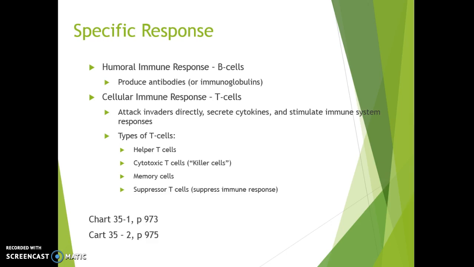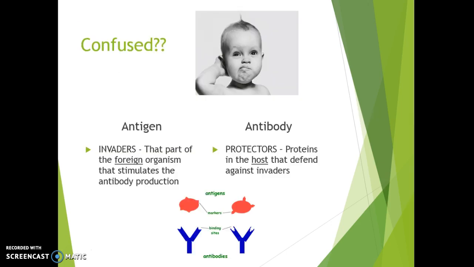So the B cells produce antibodies, otherwise known as immunoglobulins, and the T cells, there's different kinds of T cells. There's helper T cells, cytotoxic T cells. These are the killer cells that I've mentioned before. There are those memory cells, and there are the suppressor T cells. And all of these cells work in different ways to help protect our body, basically.